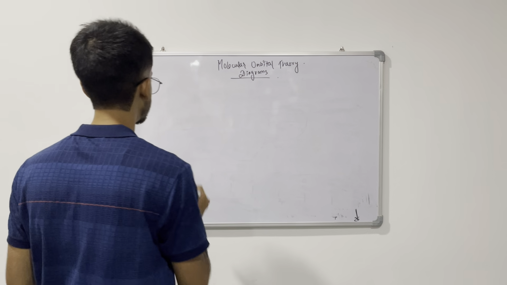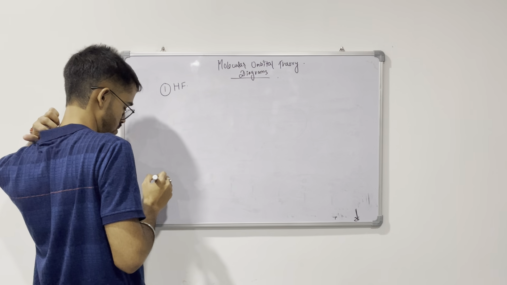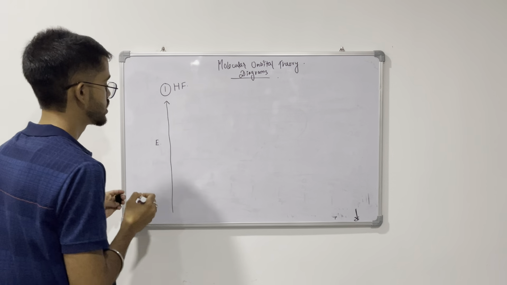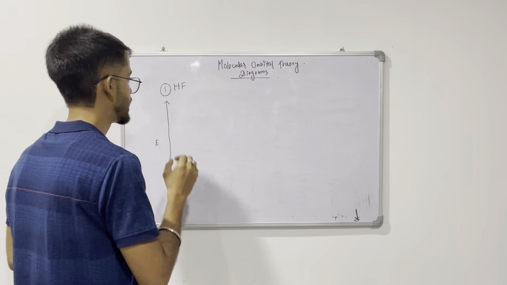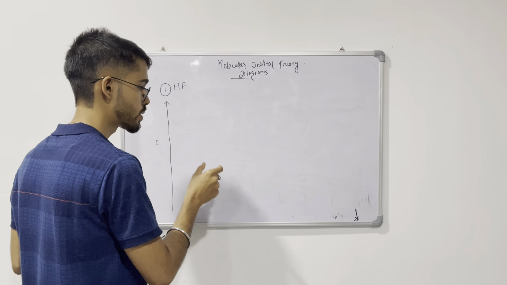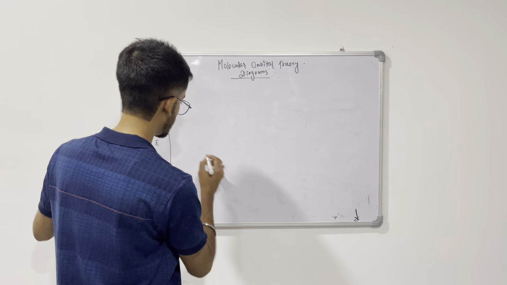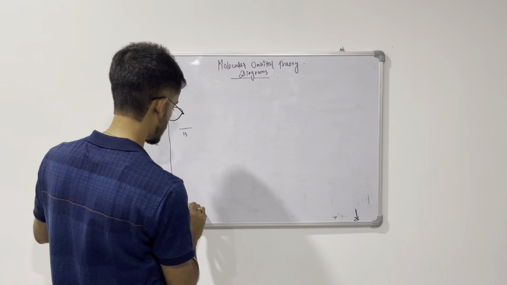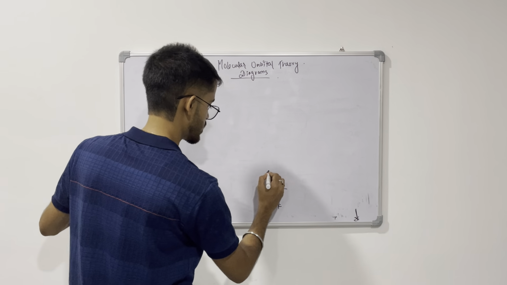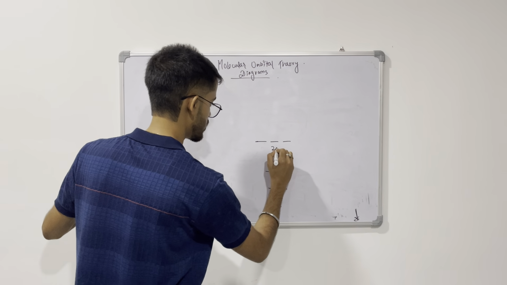So first, let's see the diagram for HF. So what happens in HF? First of all, we draw the energy line. This is the energy line. Then for hydrogen fluoride, the electronegativity of fluorine is very high, so the atomic orbitals that combine are not of the same, identical orbital. For example, if this is 1s for hydrogen, then this is the 1s for fluorine, this is 2s for fluorine, this is 2p for fluorine.